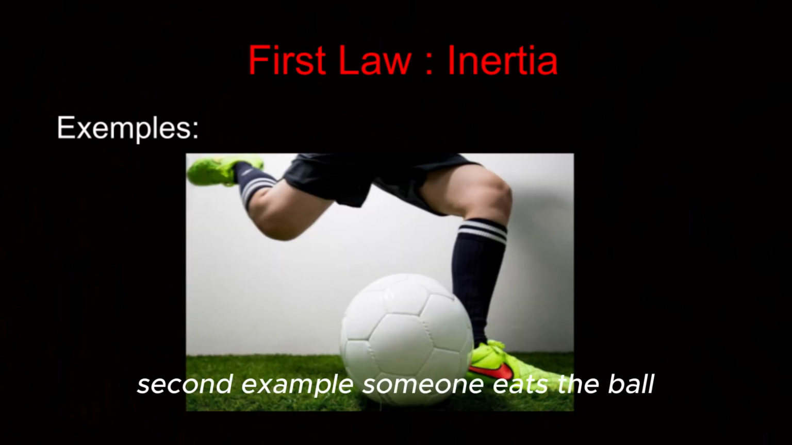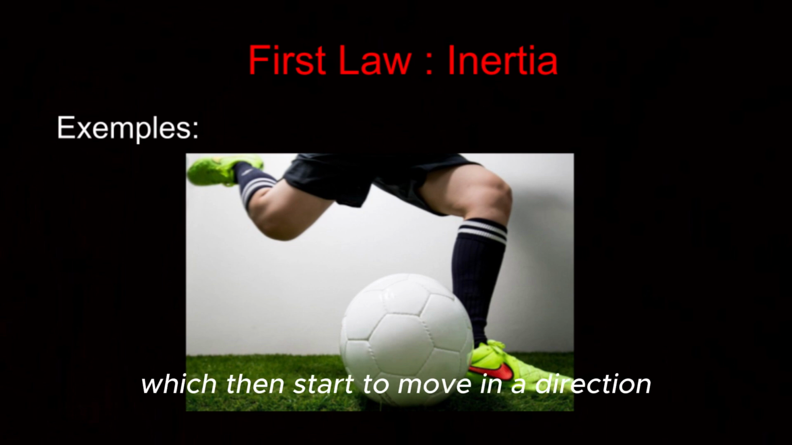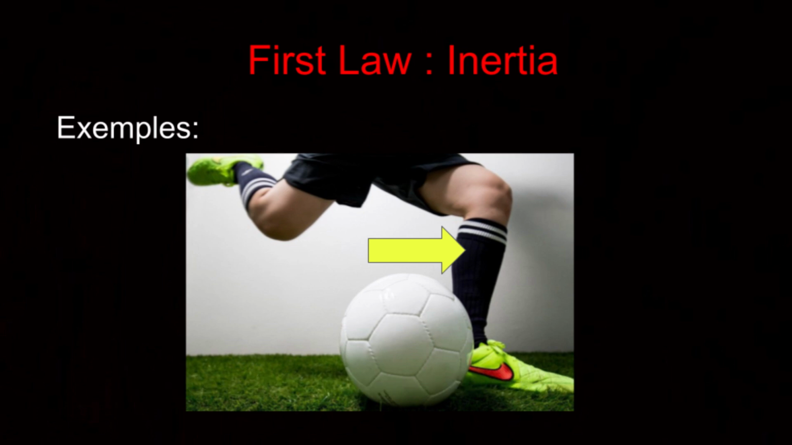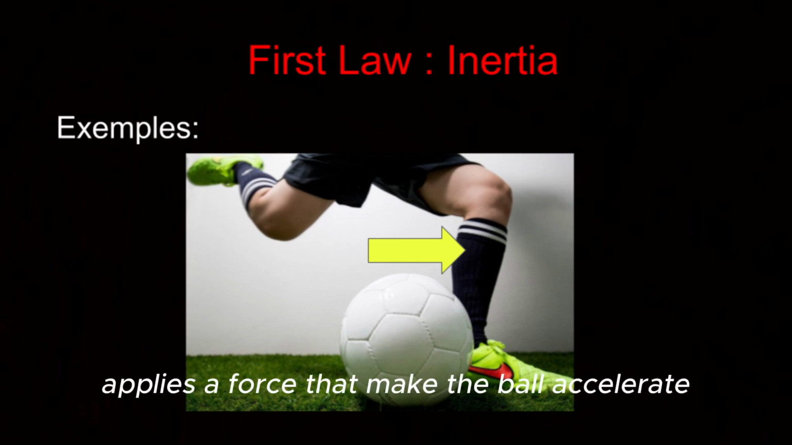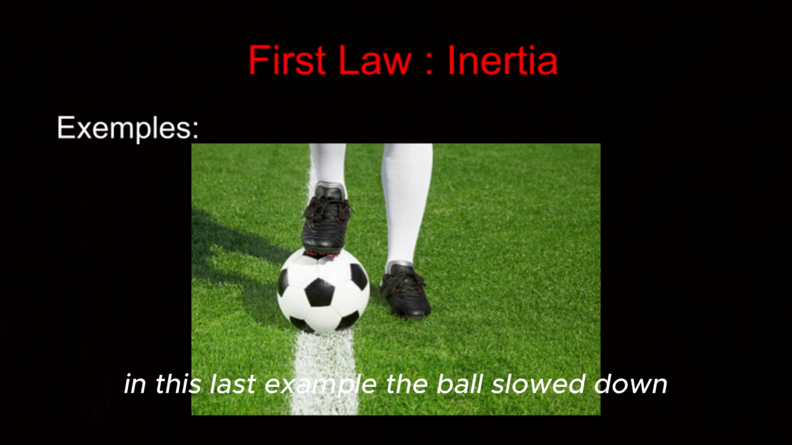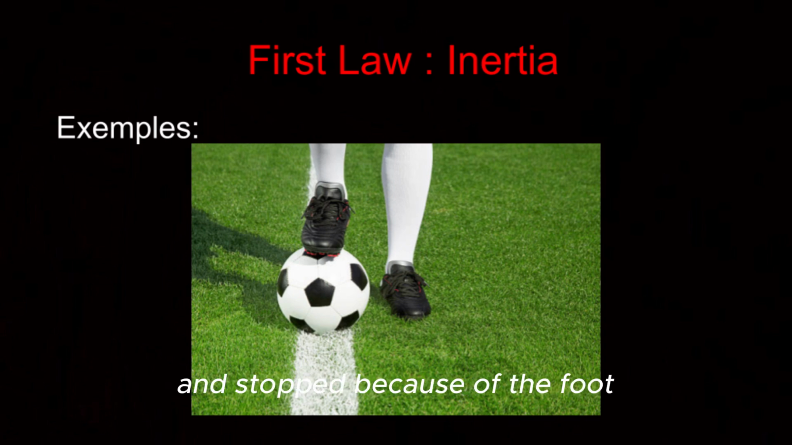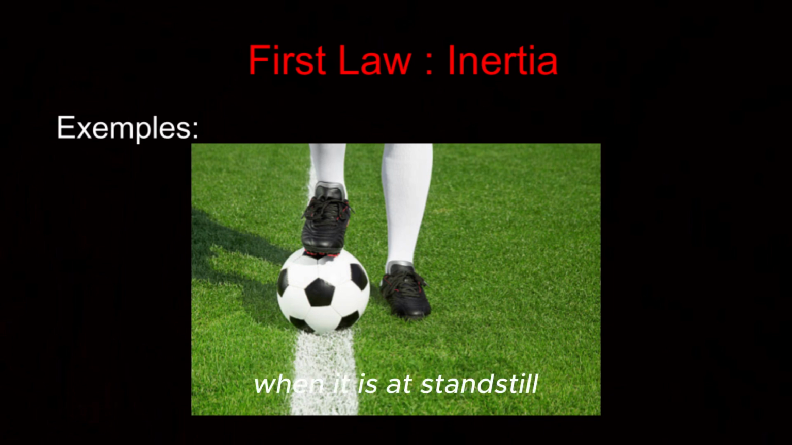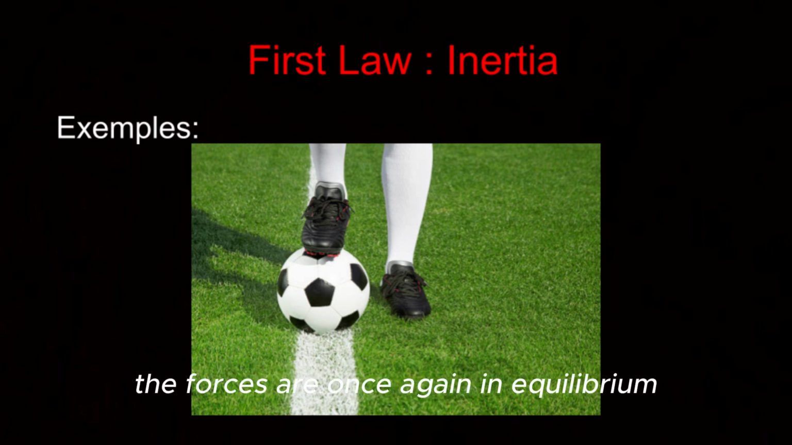Second example, someone hits the ball, which then starts to move in a direction because the balance of forces is broken. The impact of the hit applies a force that makes the ball accelerate, as long as the foot remains in contact with it. In this last example, the ball slows down due to air resistance and ground friction, and stops because of the foot. This means that a force is needed to stop the movement. When it is at a standstill, the forces are once again in equilibrium.